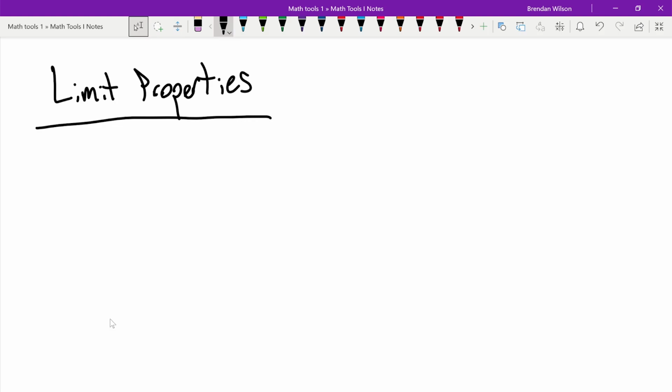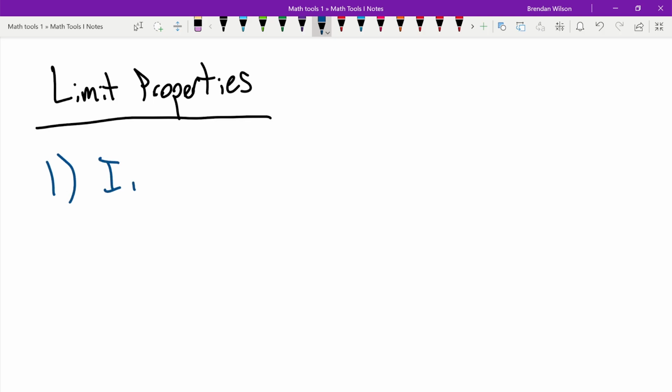So now we're going to look at some different properties of limits that will help us in solving a lot of the more complicated limits. So we'll just go ahead and start listing them here.